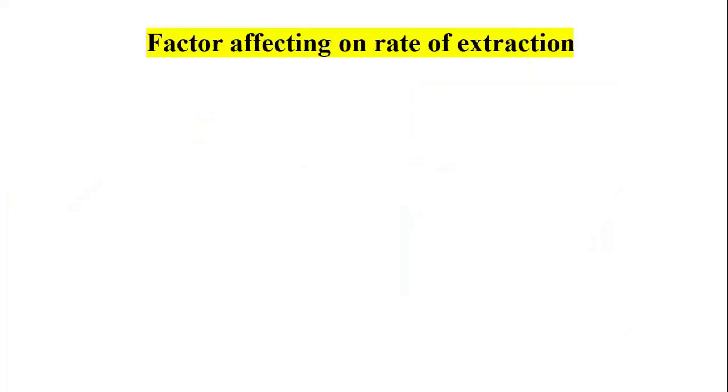Okay. So what are the different factors that affect the rate of the extraction? The particle size: as we have observed, the larger the particle size, the lesser the extraction. If we convert a large size material into a smaller particle size, the rate of the extraction is increased. So particle size is inversely proportional to the rate of extraction. Smaller the particle size, larger the rate of extraction.